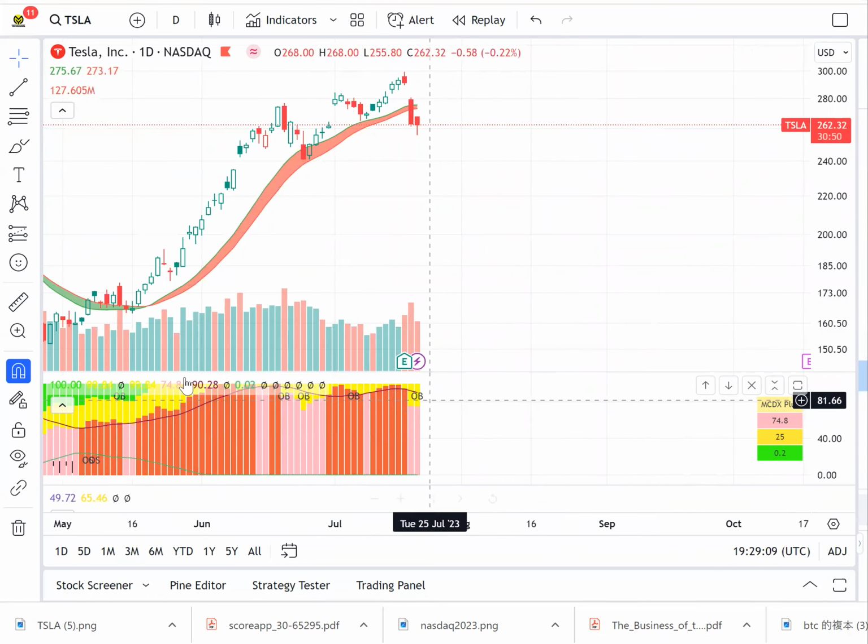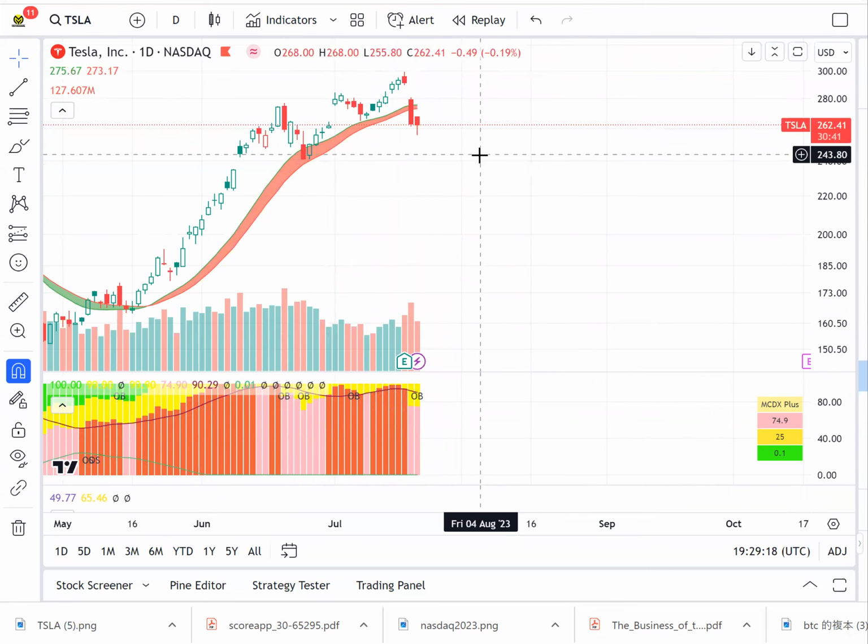So this chart is basically to look at the capital. So far, we're still in the red area, over 50%. So we're still safe, okay? So let's see how it goes in these few days.